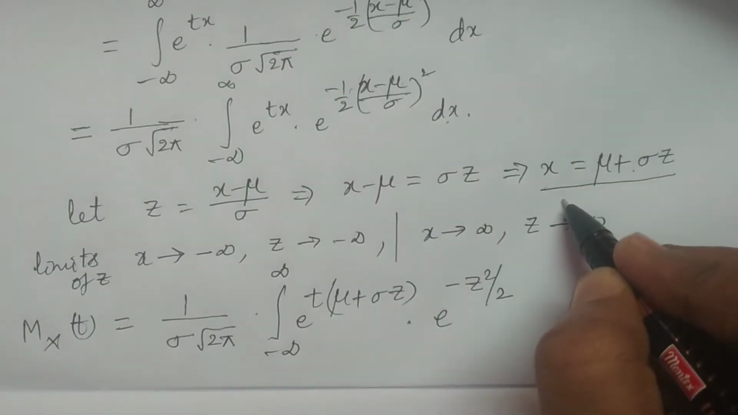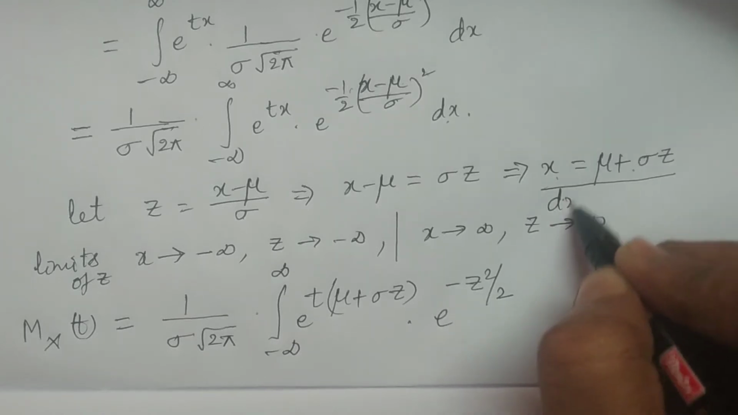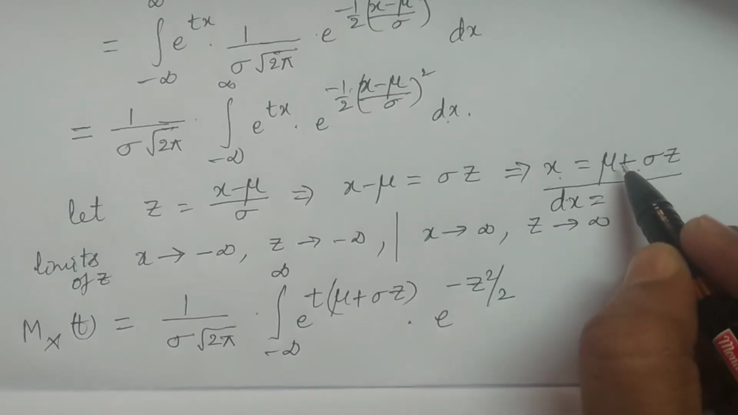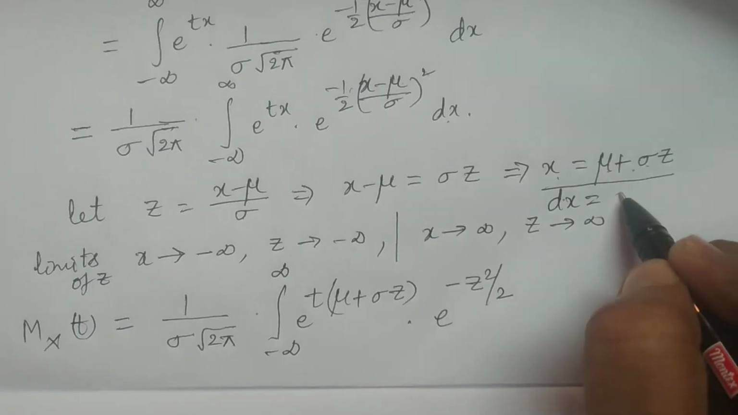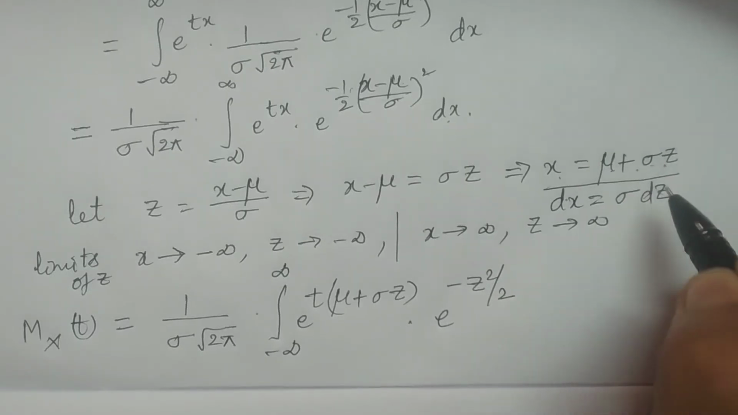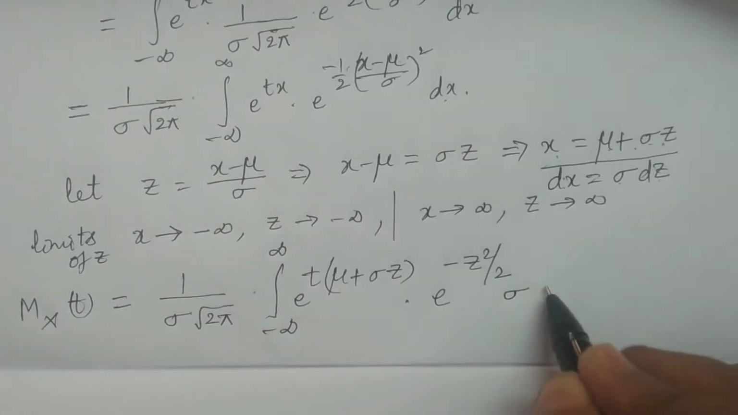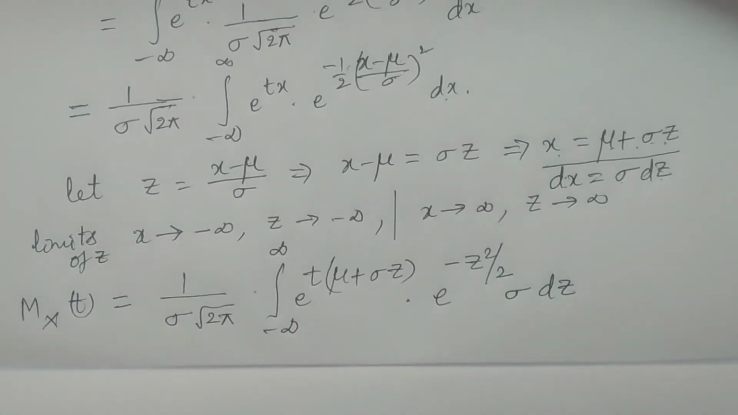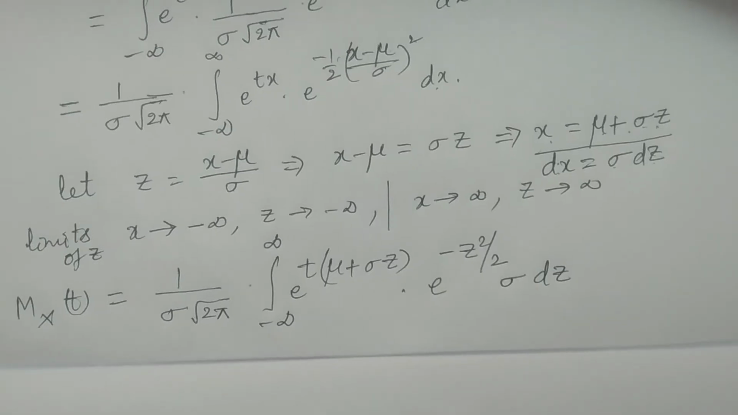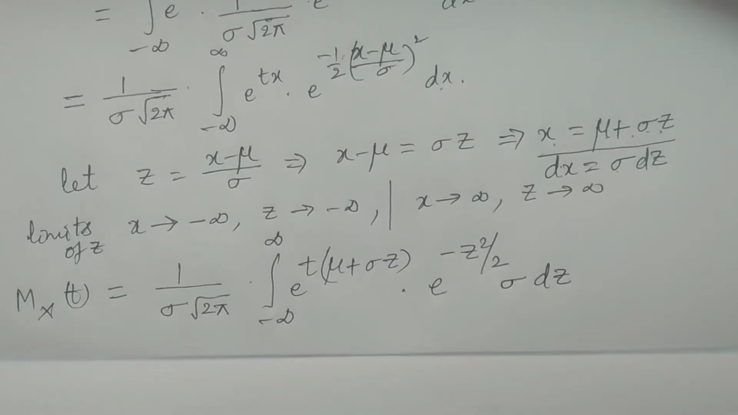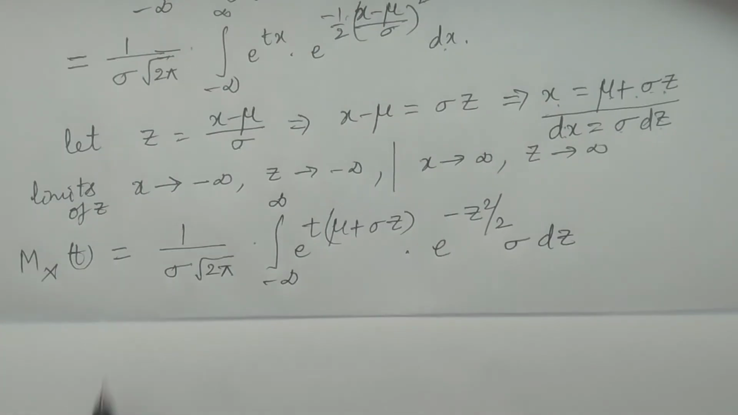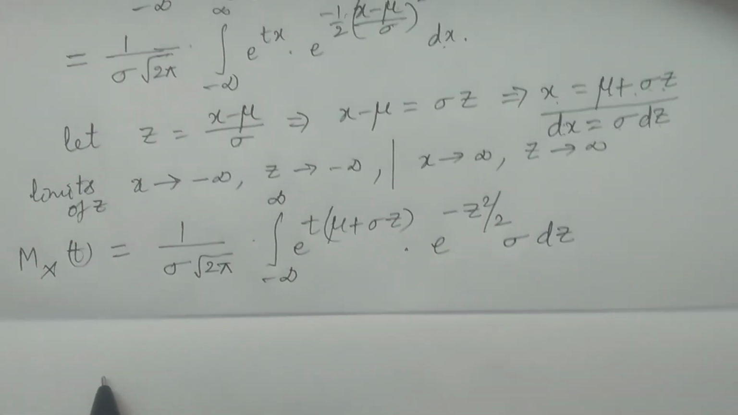I calculate here. Differentiate here. Dx is equal to mu differentiation 0, differentiation of mu is 0, sigma into z differentiation dz. That is, dx is equal to sigma dz. Right? So dx is equal to sigma dz. So this is the conversion of integration in terms of x to integration in terms of z. We have converted the integration of x into the integration of z.